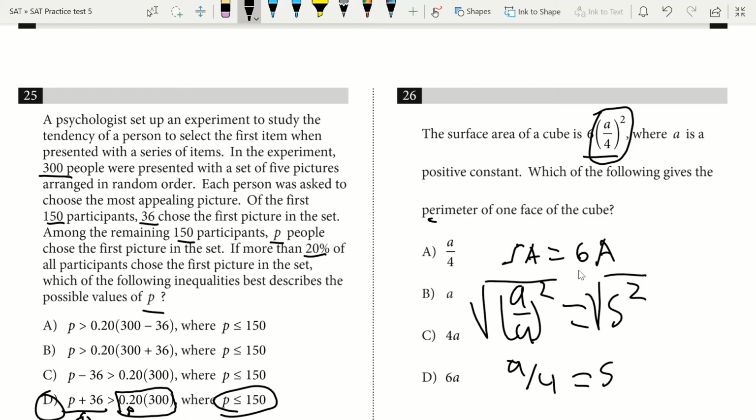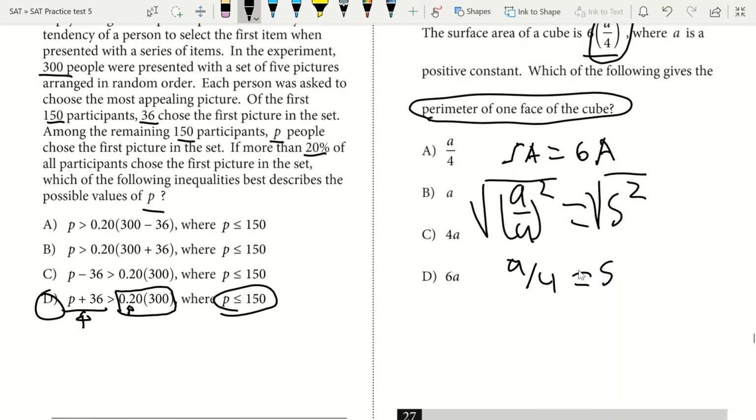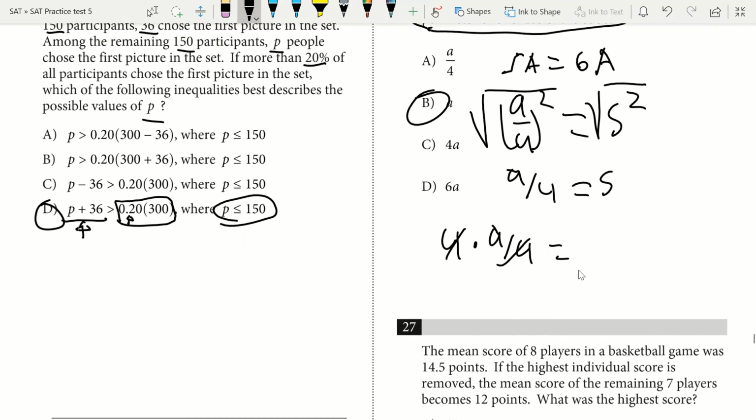And now I'm asked for my perimeter. I can use that side length to find the perimeter because all the sides are the same. So I'm going to have 4 sides times my A over 4 is going to give me my perimeter. Right, so my perimeter of one face of the cube, I got 4 times A over 4. My 4's will cancel, and I'm left with A. So my answer is going to be B.